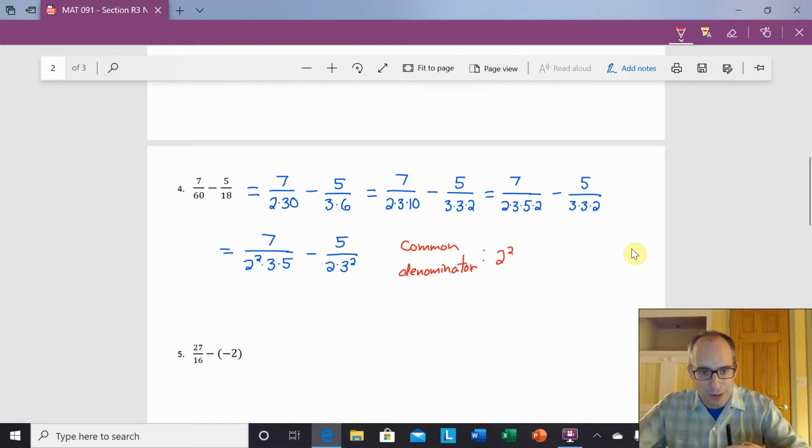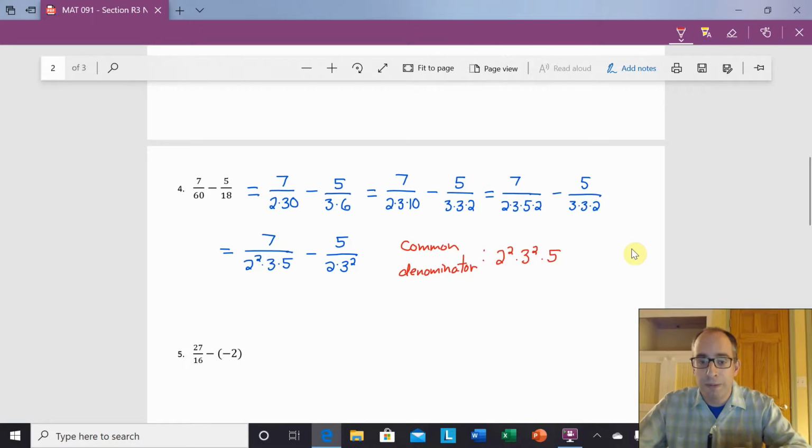Then with the 3's, we got a 3 to the first right here, got 3 squared over here. So then that's going to be a 3 squared. That's the higher power. And then there's a 5 here. There's no 5 over here. So just a 5 to the first. That's the largest power of 5 that shows up. So we'll put that in there.